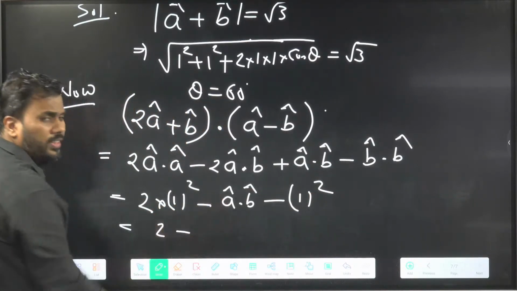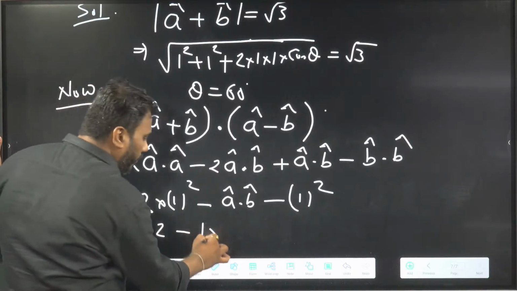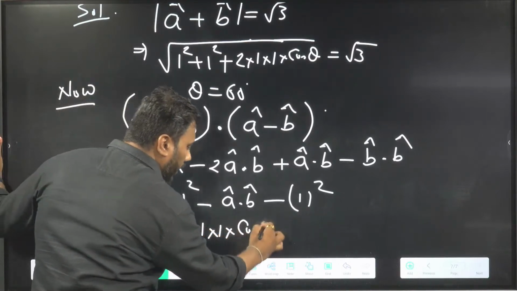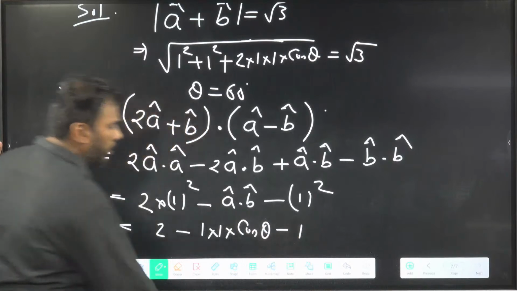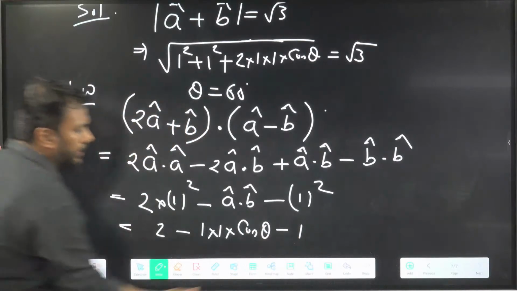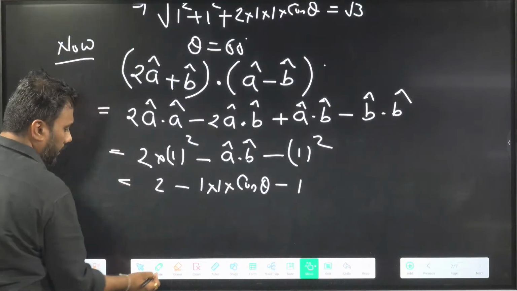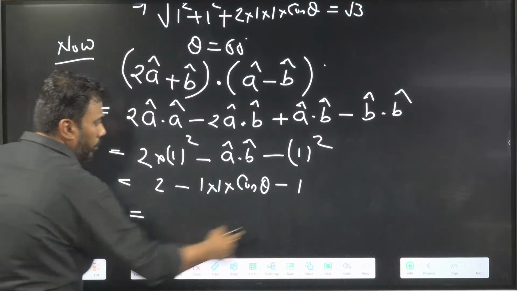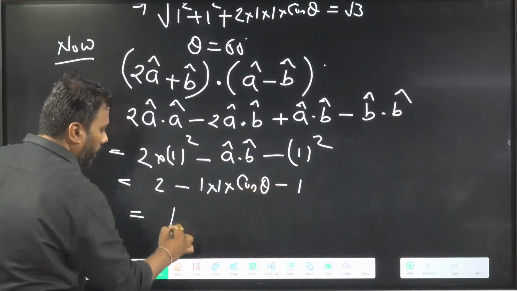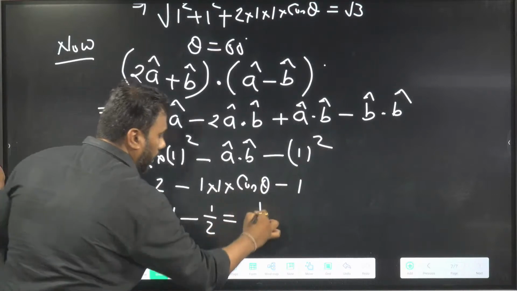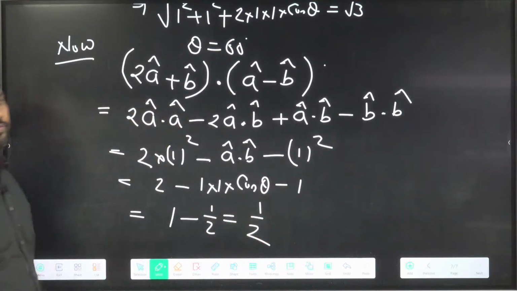2 minus, what is a dot b? It's the magnitude of the first, magnitude of the second, into cos of the angle between them. What is cos theta? We have calculated theta as 60 degrees, so cos theta must be half. 2 minus 1, 1 minus this is half. So the answer is half.